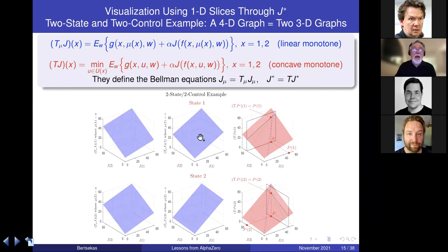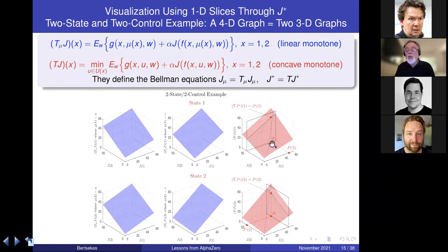Each control defines a linear graph. It's the blue graph that you see here. Here is J1, J2, and this is the linear function, T mu sub J of one for state one. Now, the min Bellman operator is obtained by minimizing over these two. So it's a piecewise linear function. It has this red graph here that you see. It's a function of J1 and J2.